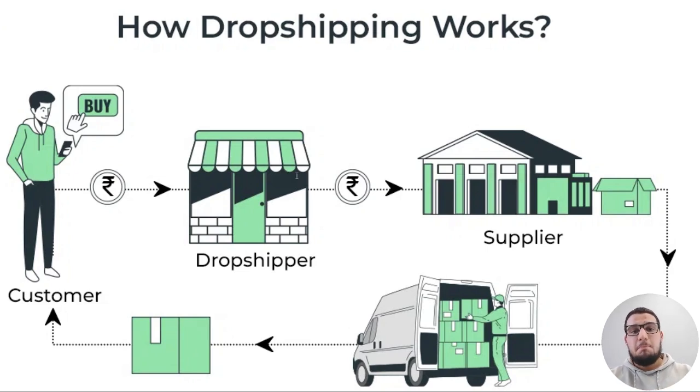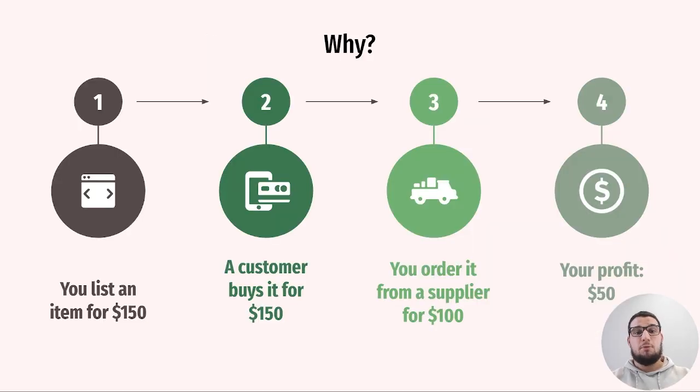So let's break it down into a real-world example. As you can see in this example right here, you list a coffee maker, for example, on eBay for $150. A customer buys it for that price, you order it for $100, and your profit is $50. There are a lot of other variables that play a huge role in your profit margin. Just don't expect this type of profit margin. It's usually around 20%, I would say, but this is a rough estimate and it might differ from one business to another, from one supplier to another, from one website to another. And as I said, a lot of variables come into play.